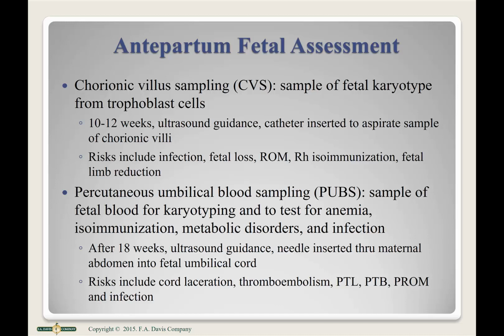Anyways, percutaneous umbilical blood sampling. I did talk about that with testing baby for hemolysis. So we can test baby's ABO. We can test for anemia. We can test for isoimmunization. We can also test for metabolic disorders and infection. We really can't do this until after 18 weeks. It's also ultrasound guidance through the uterus. The needle's inserted through the maternal abdomen into the fetal circulation, umbilical cord circulation. Risk is cord laceration, of course, thromboembolus in the cord, preterm labor, preterm birth, preterm rupture of membranes, and infection.